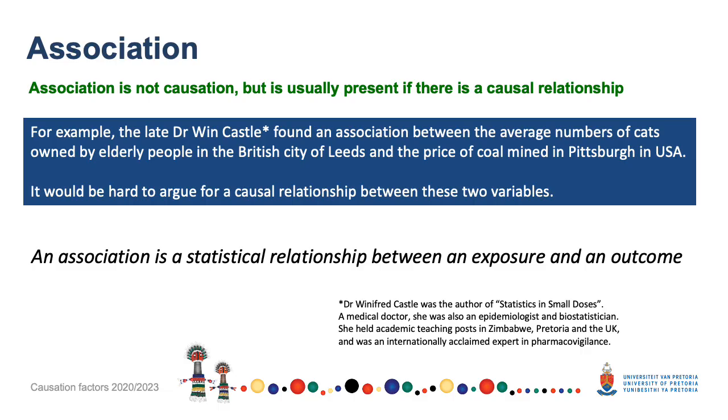So an association is a statistical relationship only between an exposure and an outcome. You have to then go on to decide, based on a number of criteria, whether that association is likely or not to be causal.